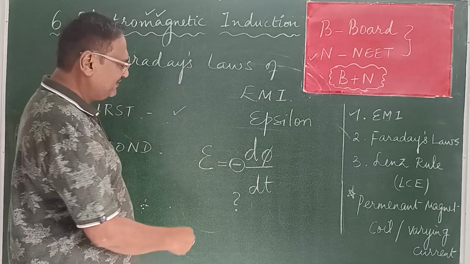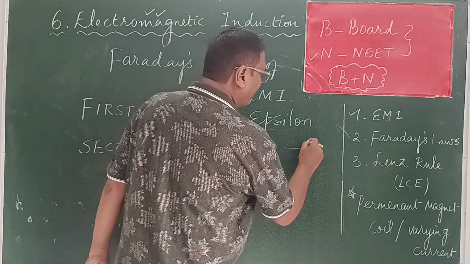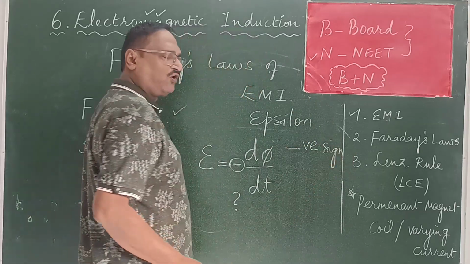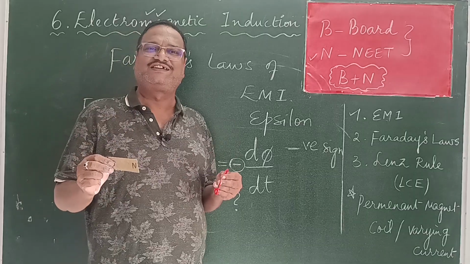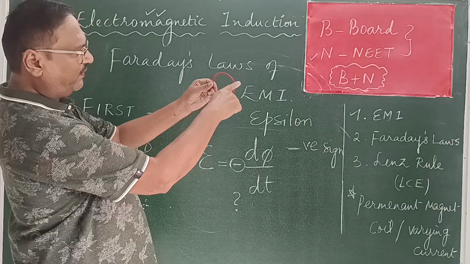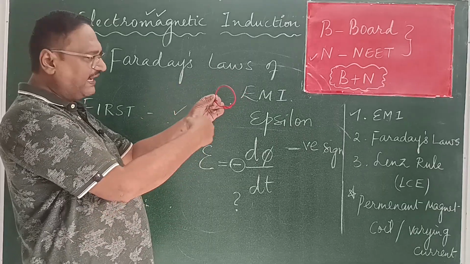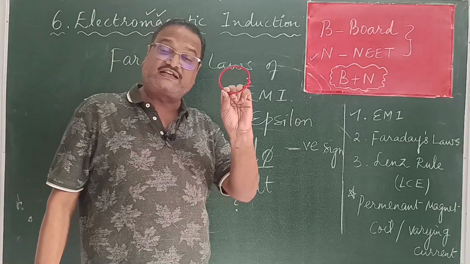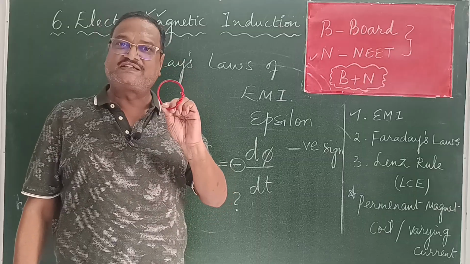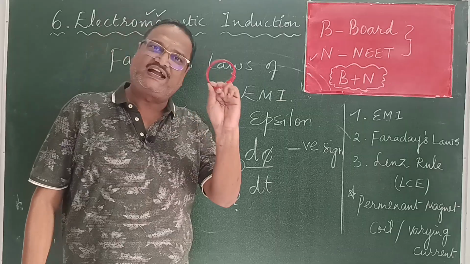If it is stable, stationary, nothing will happen. It has to change. As you move, then only that rate of change will induce the EMF. But you see, there is a negative sign. This negative sign is very, very, very important. This negative sign gives you the direction of the induced current. Now an induced current is going to come in this. This induced current can be clockwise, or it can be anti-clockwise. How do we know whether it is clockwise or anti-clockwise? We are going to learn that now. Why it should be clockwise or anti-clockwise.